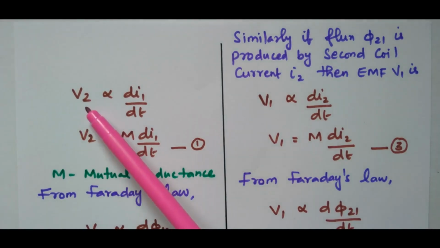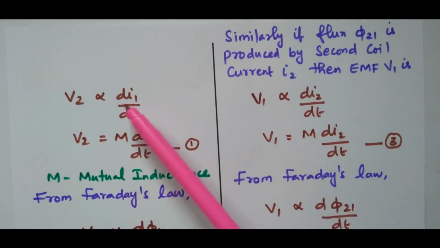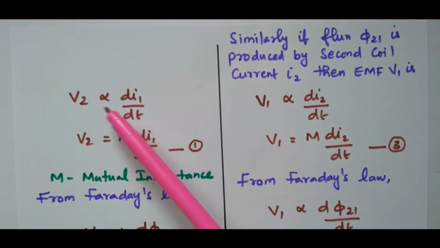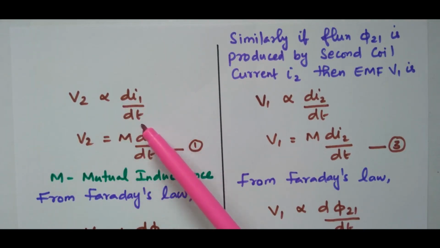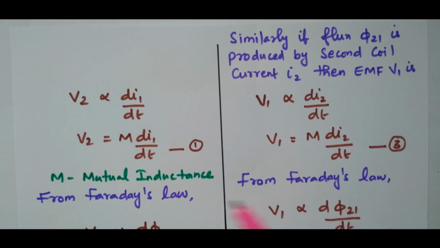So the EMF induced in the second coil is proportional to the current in the first coil. V2 is directly proportional to dI1 by dt. While equating, we introduce a constant M. M is nothing but mutual inductance. So V2 equals M dI1 by dt. So we got equation 1.